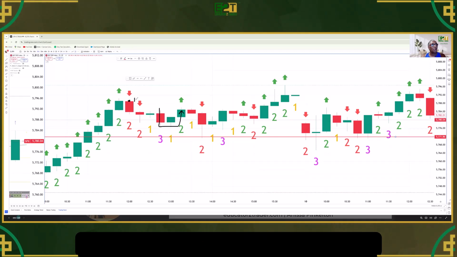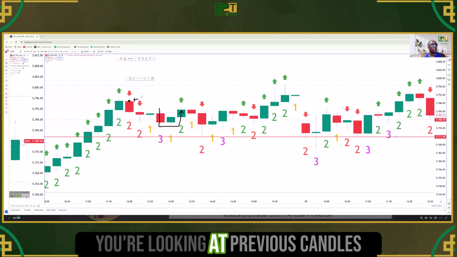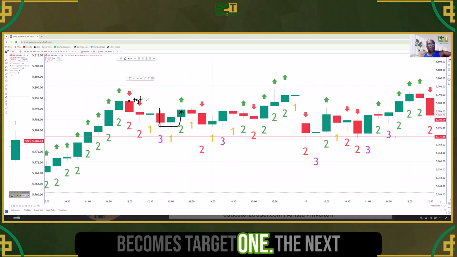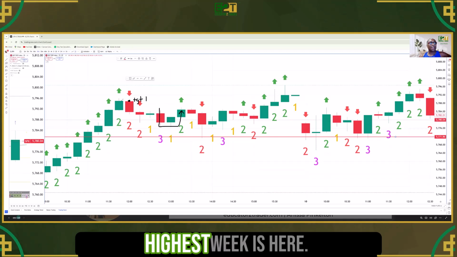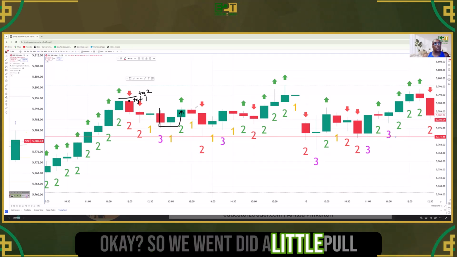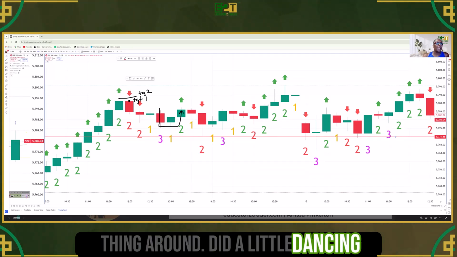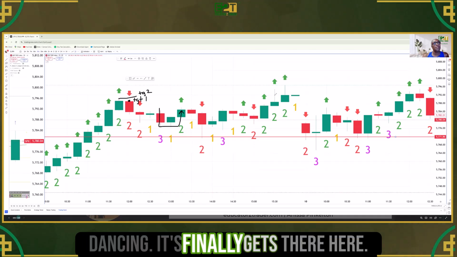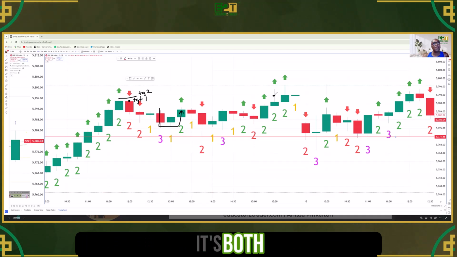This would be target. You're looking at previous candles for the next highest wick that becomes target 1. The next highest wick is here. That's target 2. Okay, so we did a little pull thing around, did a little dancing. It finally gets there here.